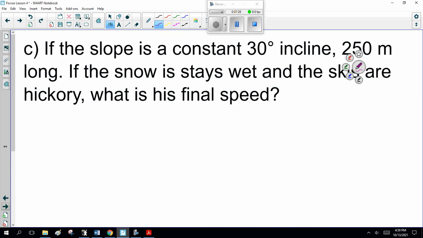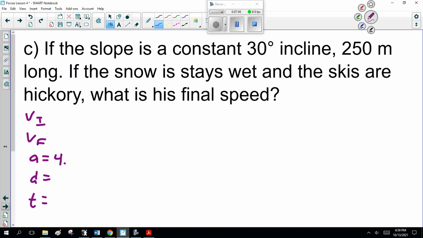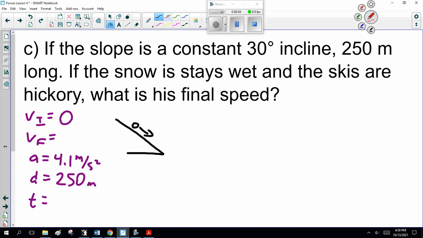So very quickly, if the slope is a constant 30-degree incline, 250 meters long. If the snow stays wet and the skis are hickory, what's his final speed? Woohoo! We have a V initial, V final, acceleration, displacement, time question. Now, stays wet, so that's 4.1 meters per second squared. What should his V initial be when he's skiing? It should be 0. Now, displacement is 250 meters. So what's V final? Oh, I should have drawn a picture. My apologies. There he is going down the hill. We don't have time. We don't need time.